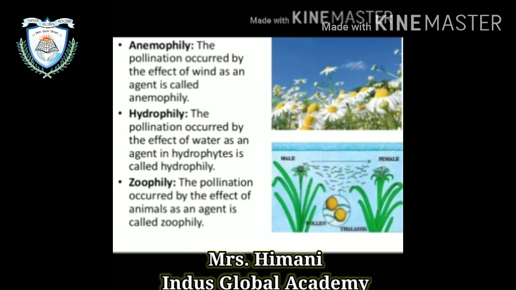First is anemophily. Pollination by the effect of wind as an agent is known as anemophily. Anemo means air. Hydrophily: hydro means water. Pollination by the effect of water as an agent in hydrophyte plants is called hydrophily. Third is zoophily. Zoo means animal. So pollination by the effect of animals as an agent is known as zoophily.